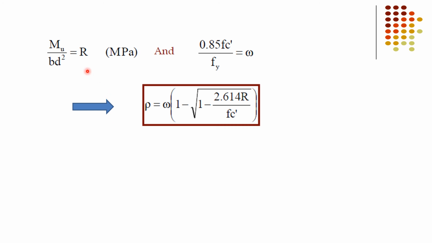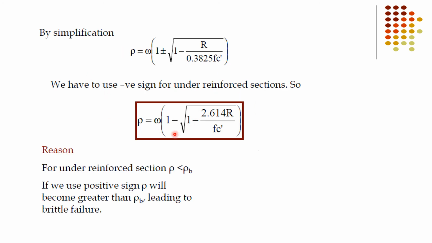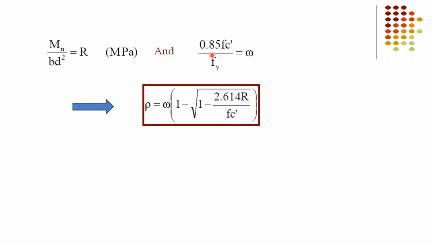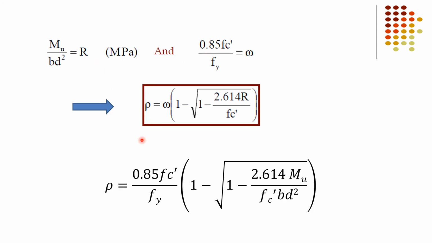Now again putting back the values of omega and r. Omega is this, r is this. Okay, the net result will become this. Omega is 0.85 fc prime over fy, times 1 minus under root 1 minus 2.614 in the place of r, mu over bd square. This is the reinforcement ratio for the under reinforced section. If we have an applied moment in the beam, then we can calculate the reinforcement ratio for that section.